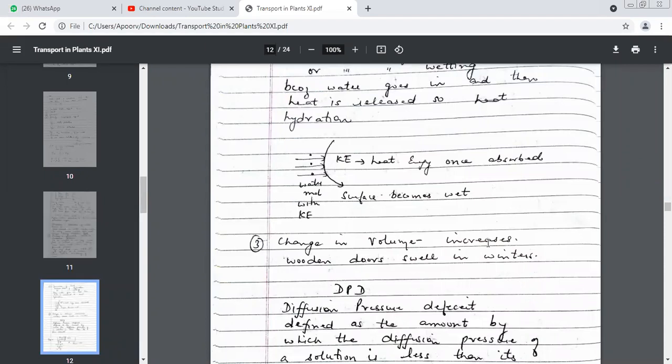Wow, good. Two good children. What is this heat called? Heat of hydration or heat of wetting. So we had imbibition pressure. Pressure was developed. Heat was developed. And what is the third effect of imbibition? Change in volume. So everybody is okay with all the three effects of imbibition?